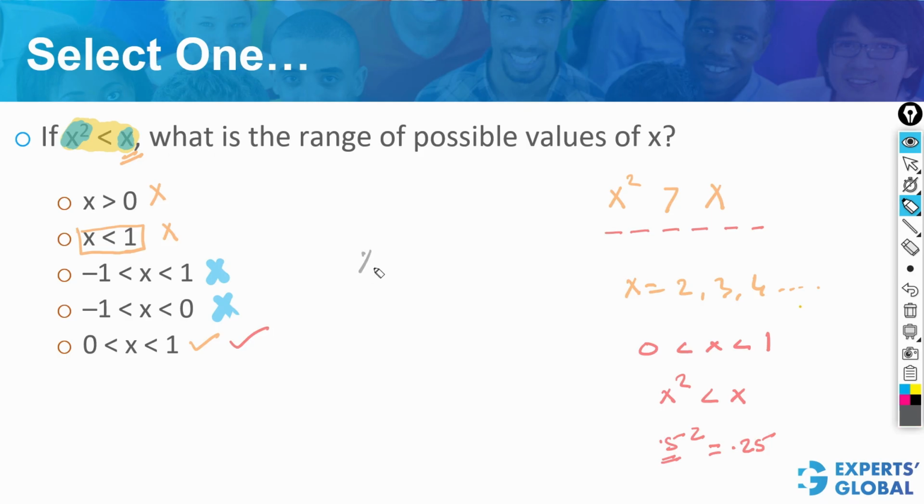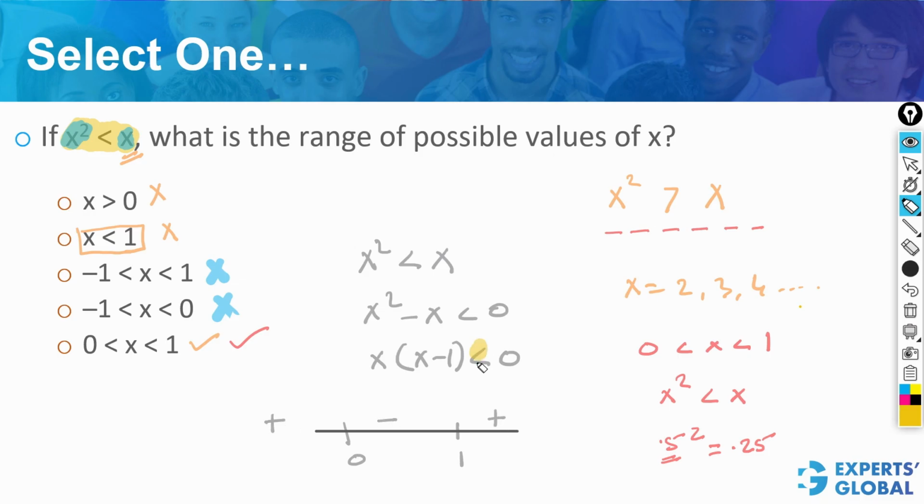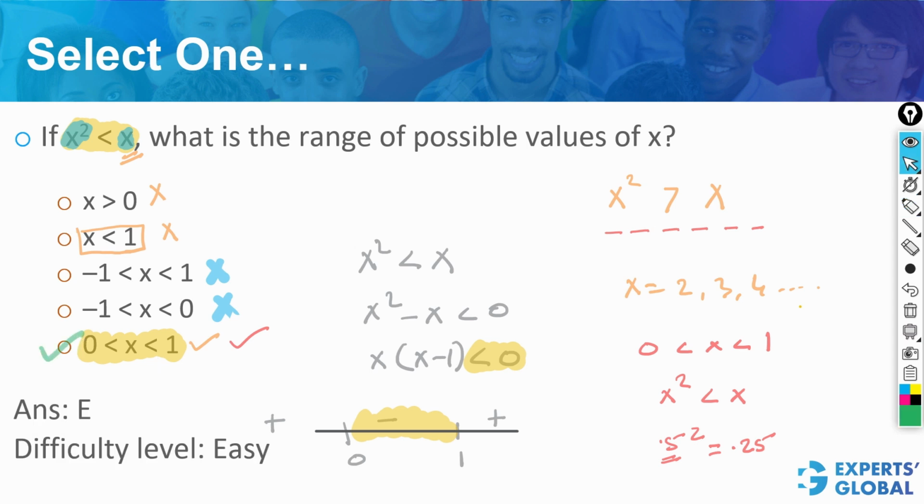Besides, if x squared is less than x, we can always factorize it and plot the nodes on the number line, the nodes being 0 and 1. We know the rightmost value is positive and then alternately negative, positive. For negative values, this has to be the range. Therefore, x must be between 0 and 1. So there are so many ways to reach the correct answer choice E here. This was straightforward, difficulty level easy.